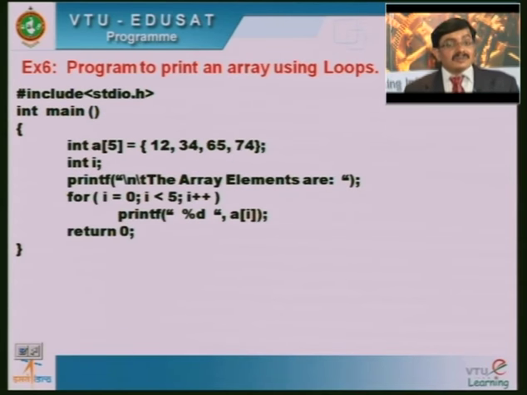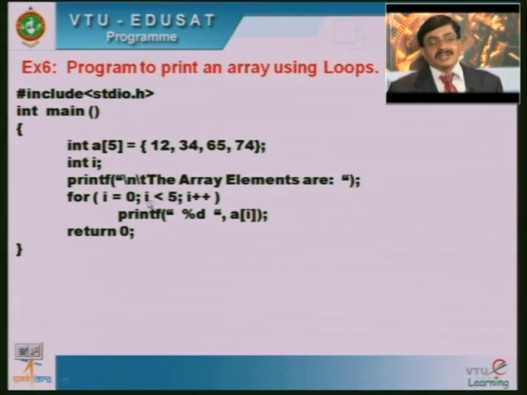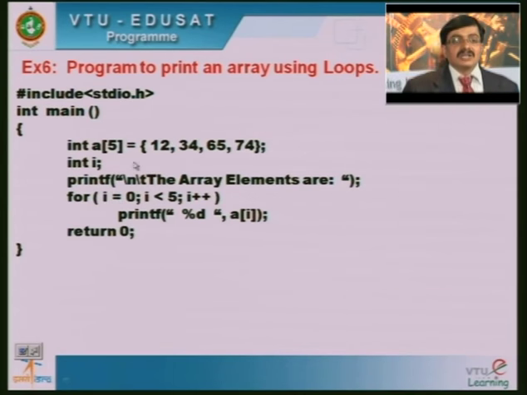So, now, a program to print an array using the loops. We have the looping constructs using which we can print the elements of an array. Here we can see the same code, where I am trying to print the array elements using the loop. So, a of 5 equal to 12, 34, 65, 74. A of 0 value is 12 here, a of 1 value is 34, a of 2 value is 65, a of 3 value is 74. This is partially initialized, and obviously the a of 4 value will be 0 over there.